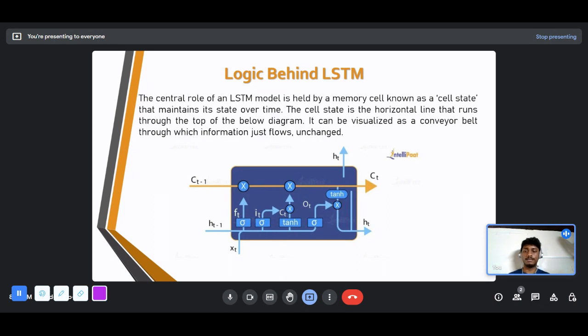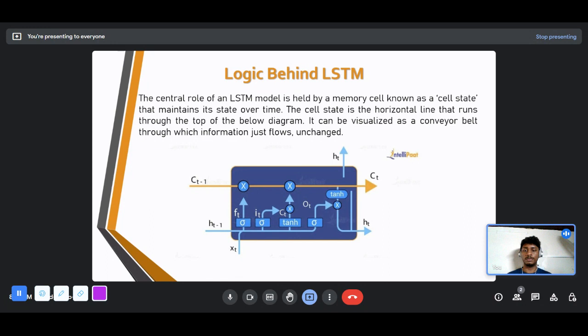Now, the next step is to decide what new information we're going to store in the cell state. This has two parts. First, a sigmoid layer called the input gate layer decides which values we will update. Next, a tanh layer creates a vector of new candidate values, Ct, that could be added to the state.